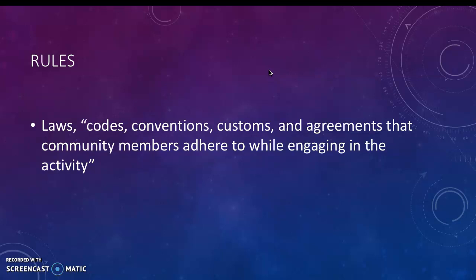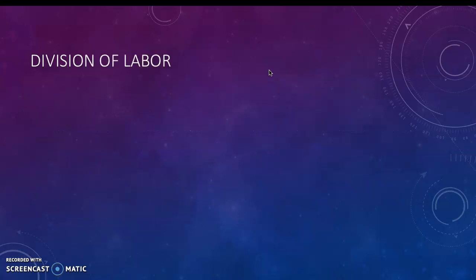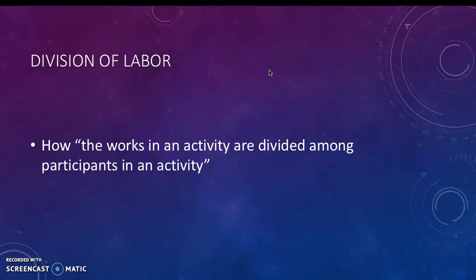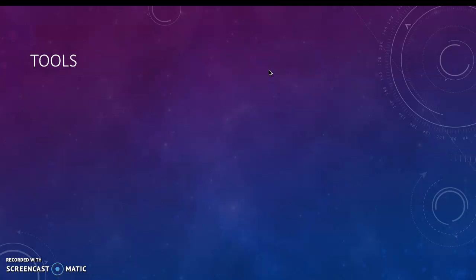Rules. Rules are the laws, codes, conventions, customs, agreements, any or all of that community members adhere to. What do they have to follow? What rules do they have to follow while they are taking membership of that community? So what rules do members have to follow so they don't get kicked out? Division of labor: how the work in an activity is divided among participants in an activity. Meaning, what responsibilities do members have? What individual responsibilities are members in charge of as their role in the community? How is work divided?